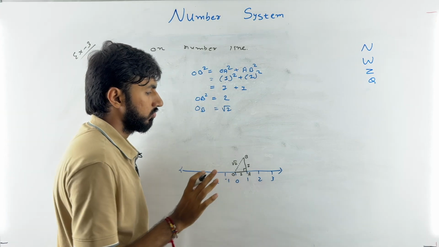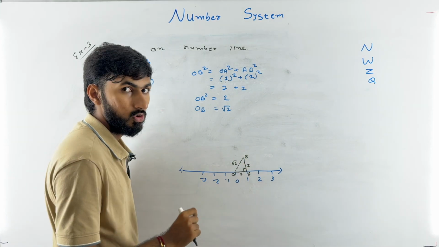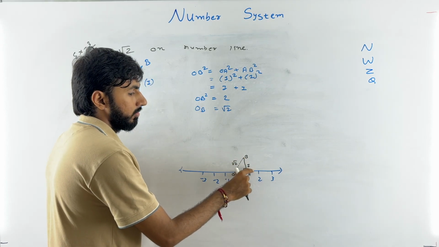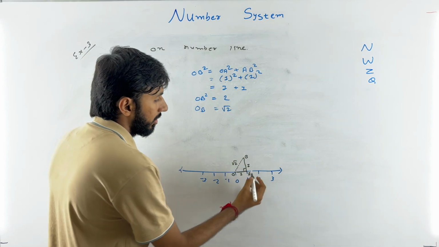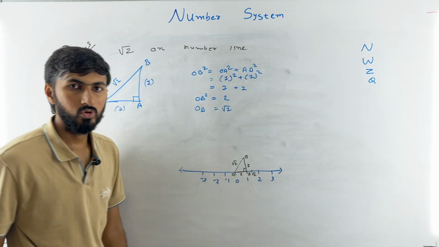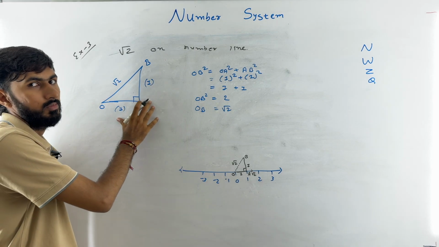Now we have to use a compass, put the pencil on B and the point on O, take a measurement and make a mark on the number line. This mark represents the point root 2, right? It is very easy. You have to use the Pythagoras theorem.